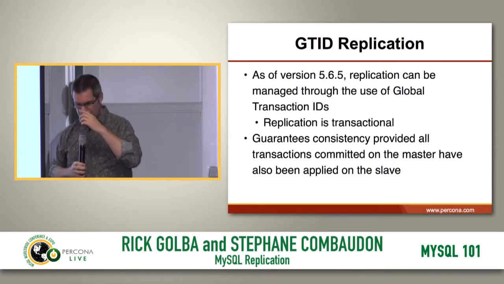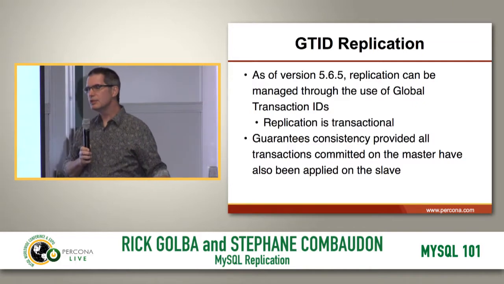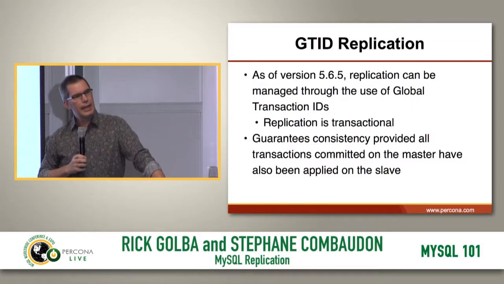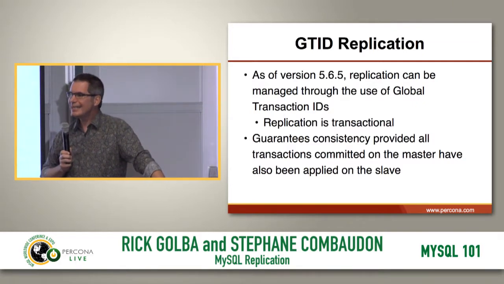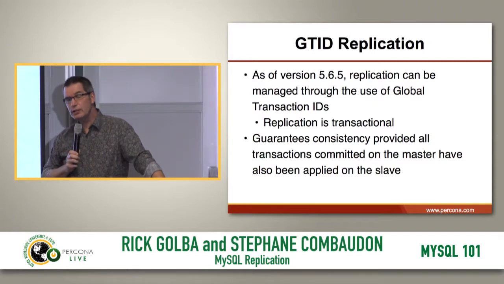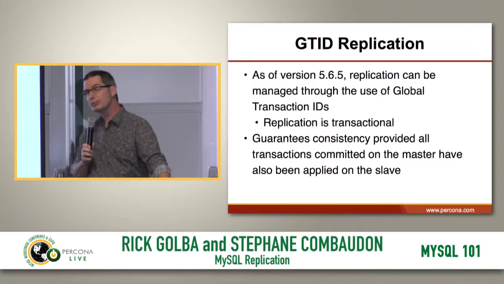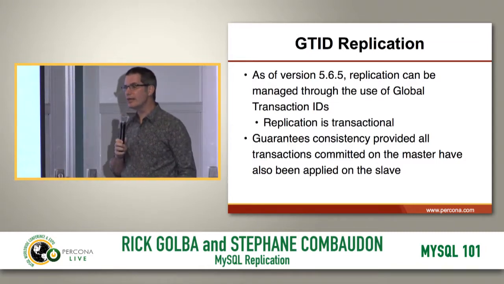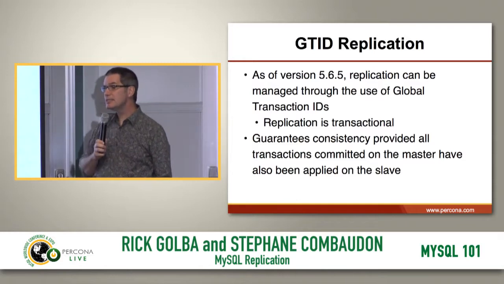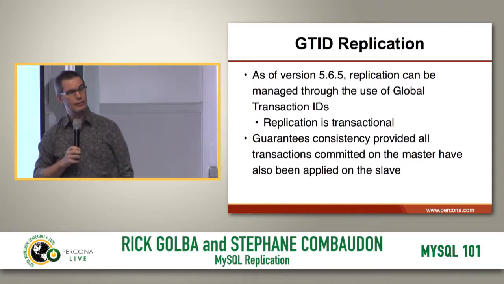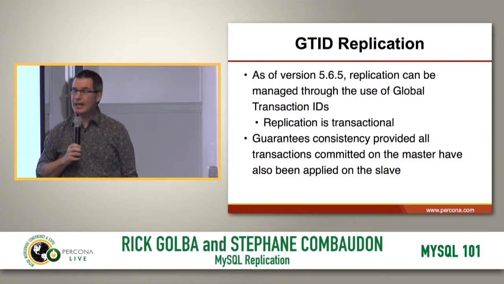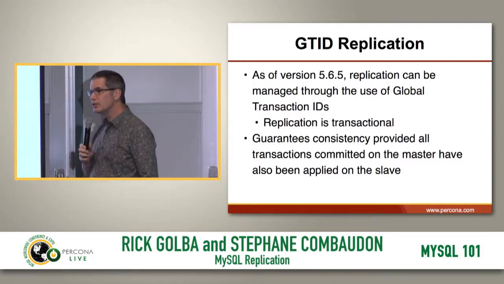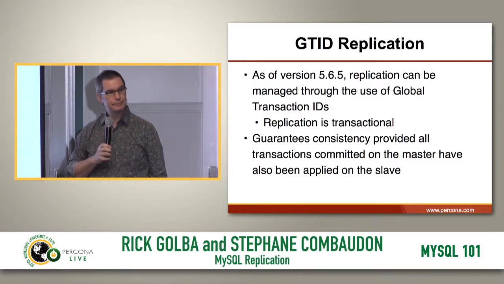Now we're going to talk about some of the flavors of replication. And the first thing we're going to talk about is GTID replication, using global transaction IDs in order to manage your replication process. And as you can see here, this is one of those areas where we're going to give that little version disclaimer, because this came into the product as of version 5.6.5. And at that point, there was the implementation of the global transaction ID.